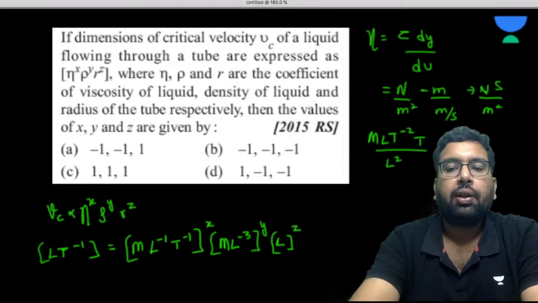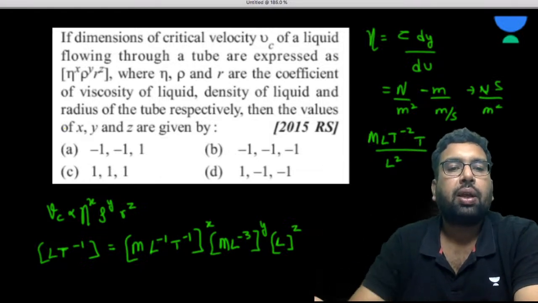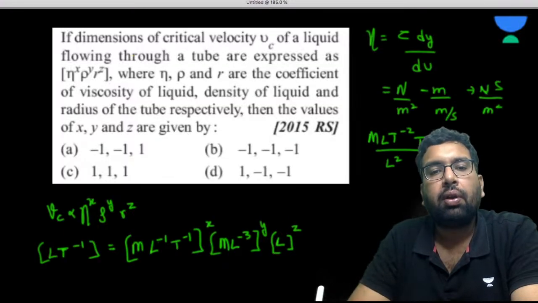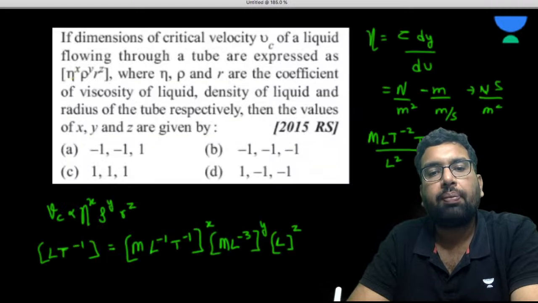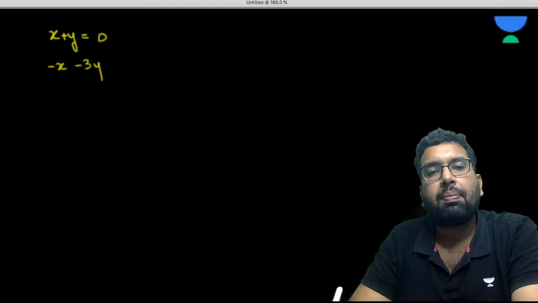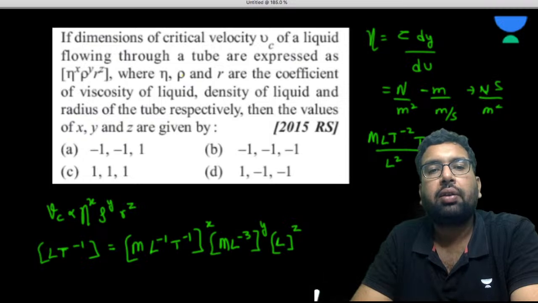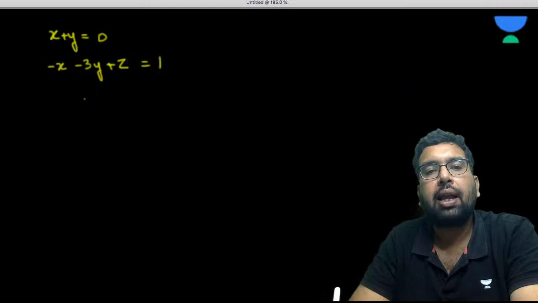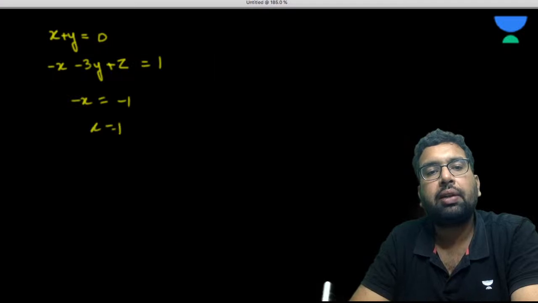Now what can we do? We can compare the power of the same bases. So I can see that x plus y is going to become 0. Then for L, minus x minus 3y plus z is equal to 1, and for T, minus x is equal to minus 1. So clearly x is equal to 1, guys.